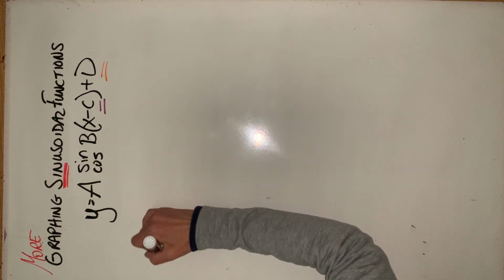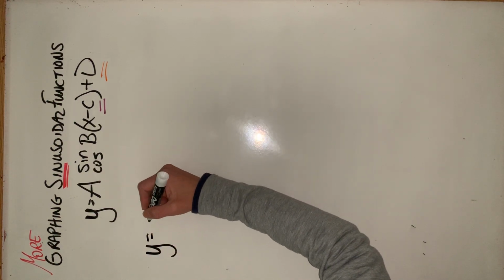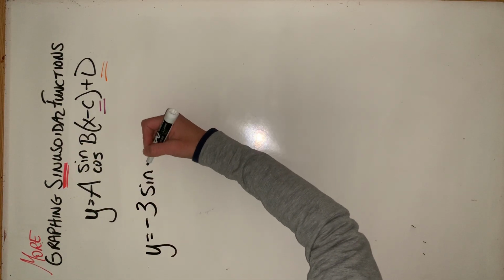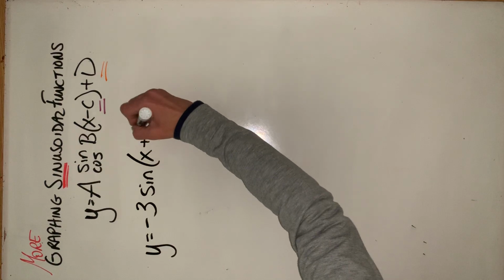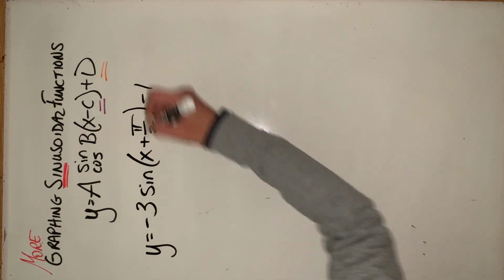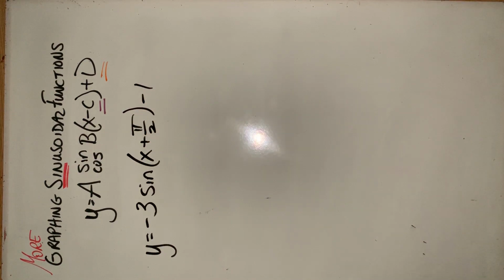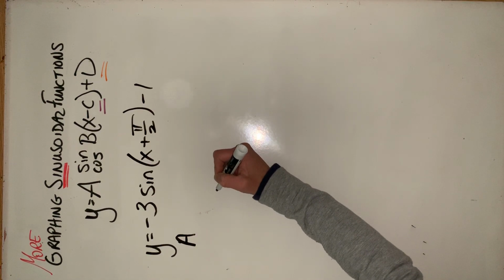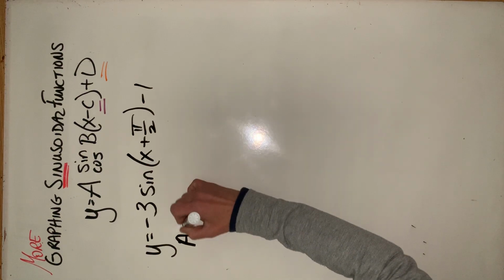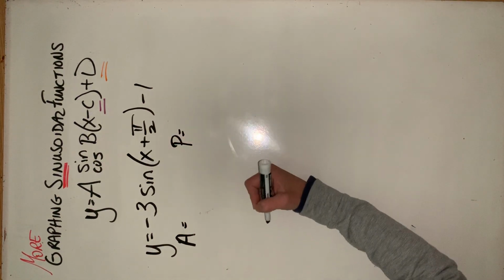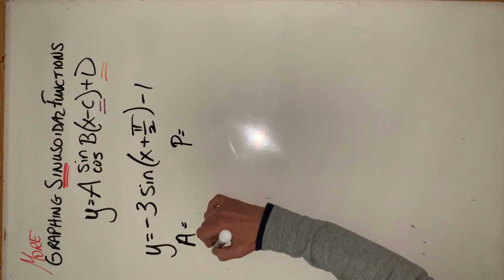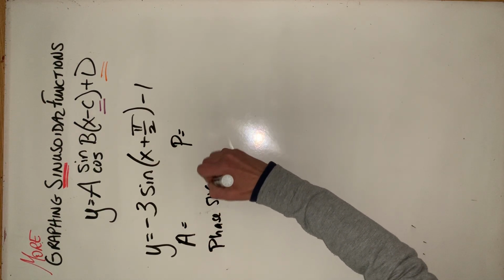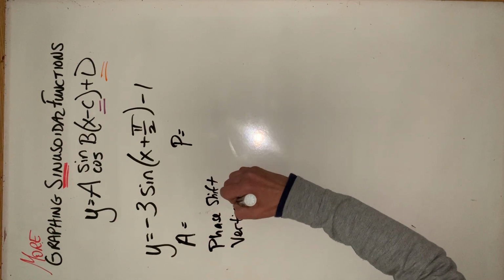Okay, so let's do an example or two. Let's suppose that we had y equals -3 times the sine of x plus pi over 2, minus 1. Yay. We'll put a little bit of everything in there. As we did earlier in the week, we're going to start with both the amplitude and period first. Then we'll talk about our phase shift and any vertical shift that we may have, and then we will graph.